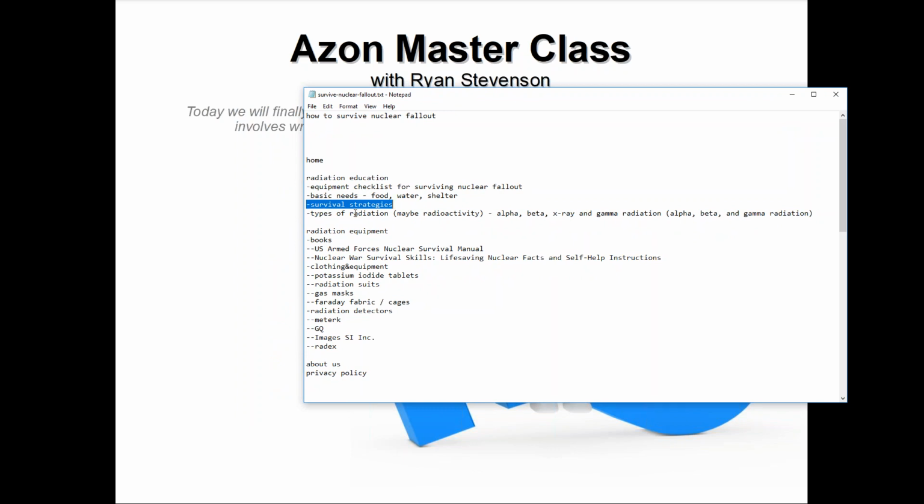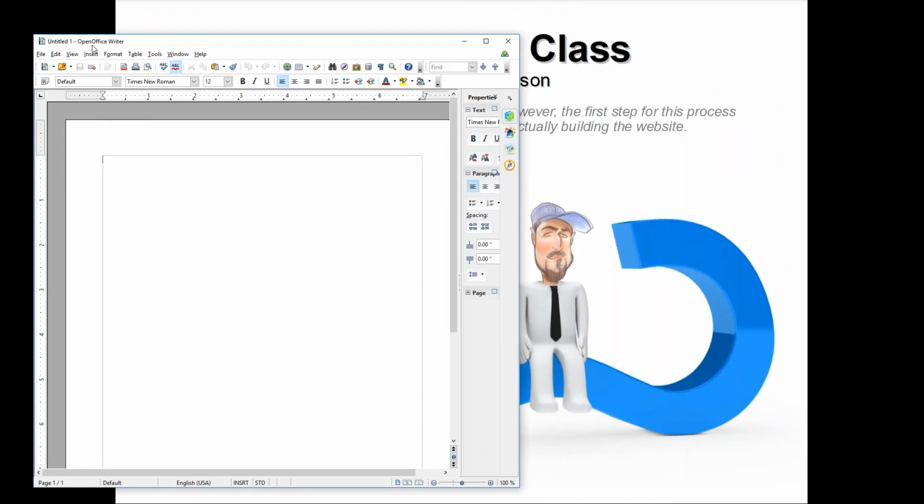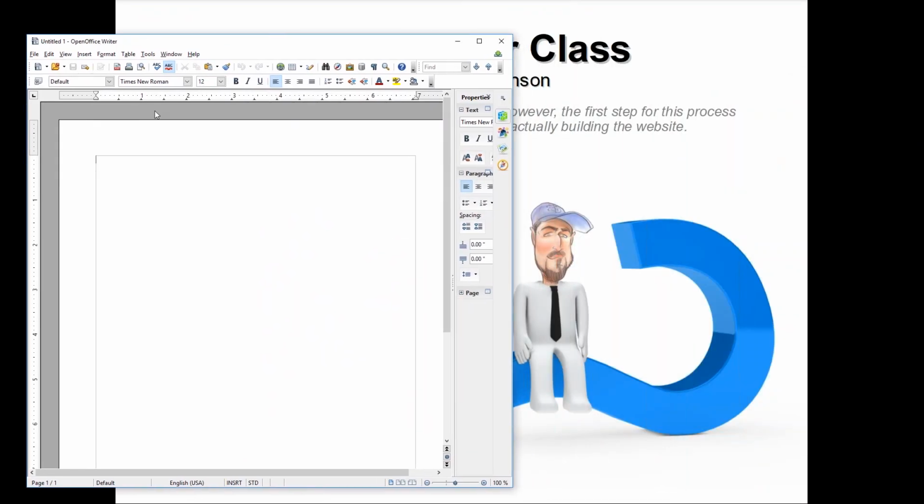So I'm going to go for the survival strategies article. So this is survival strategies on surviving nuclear fallout, essentially, which could come from a variety of different sources, really. So I have an open office document.